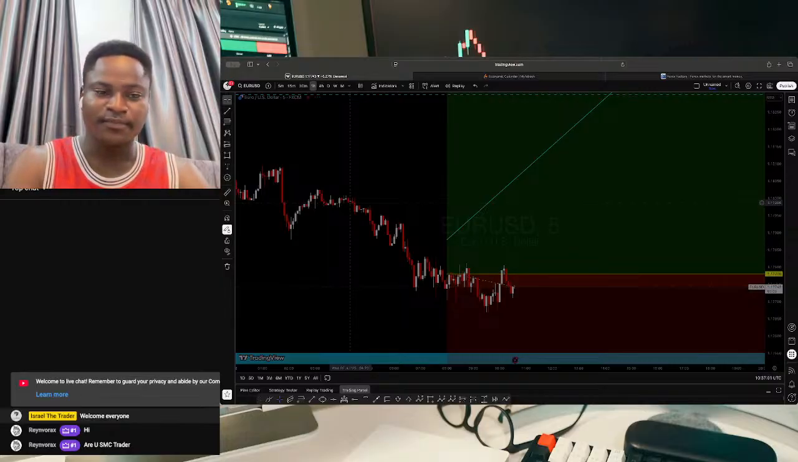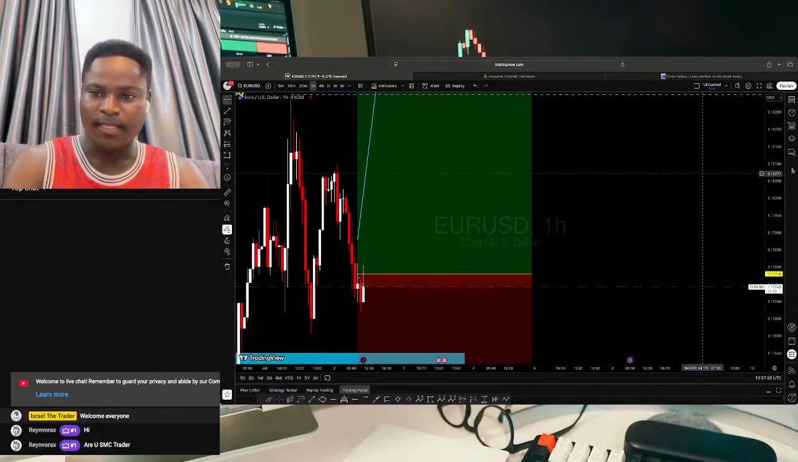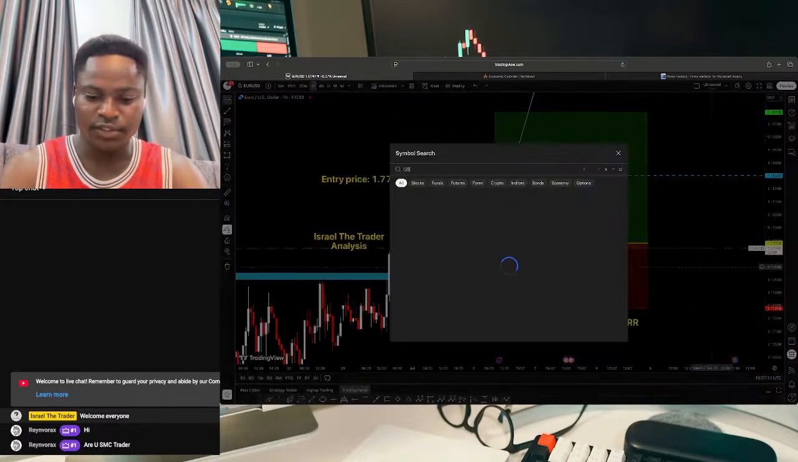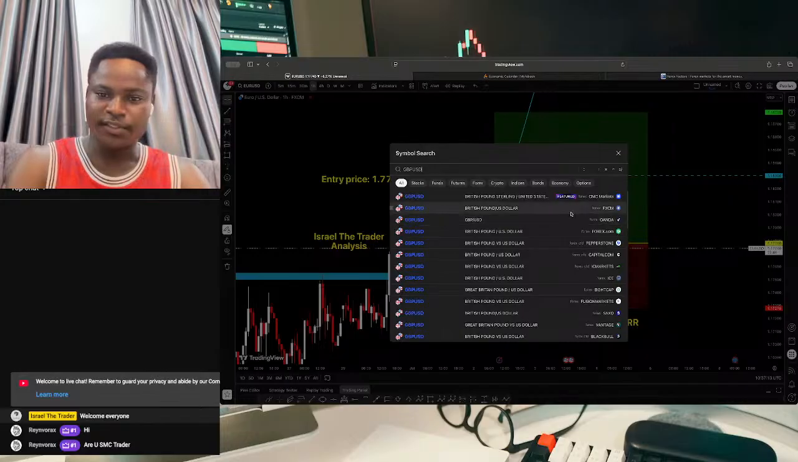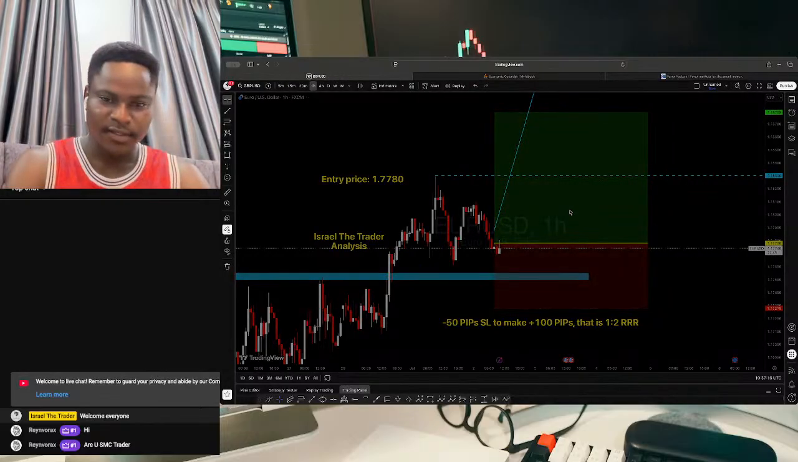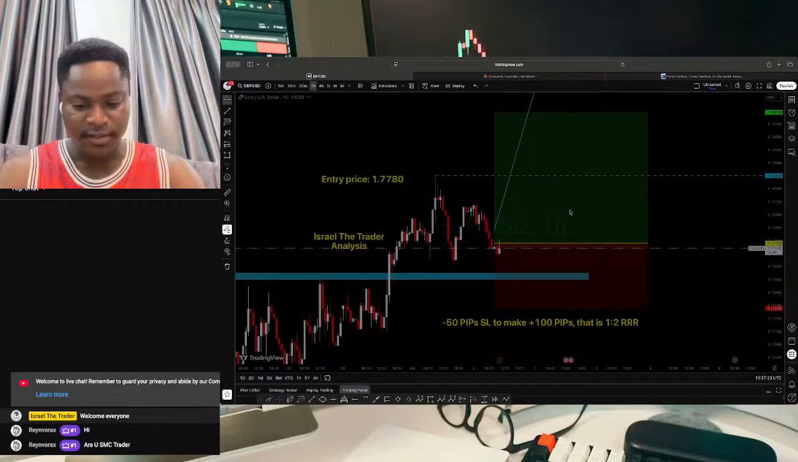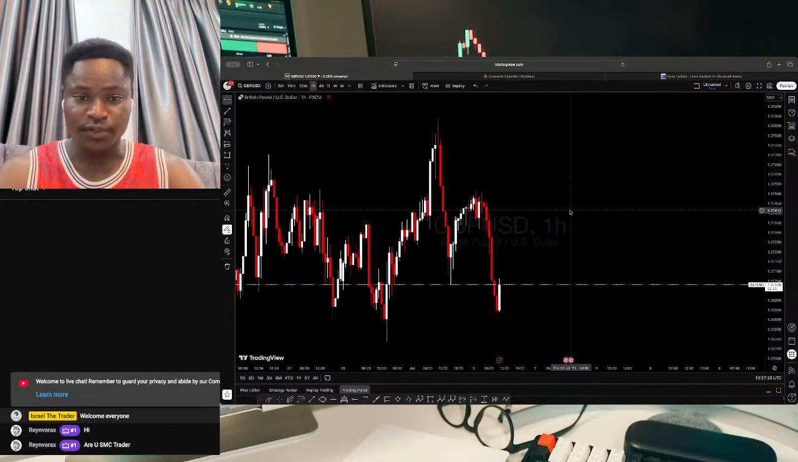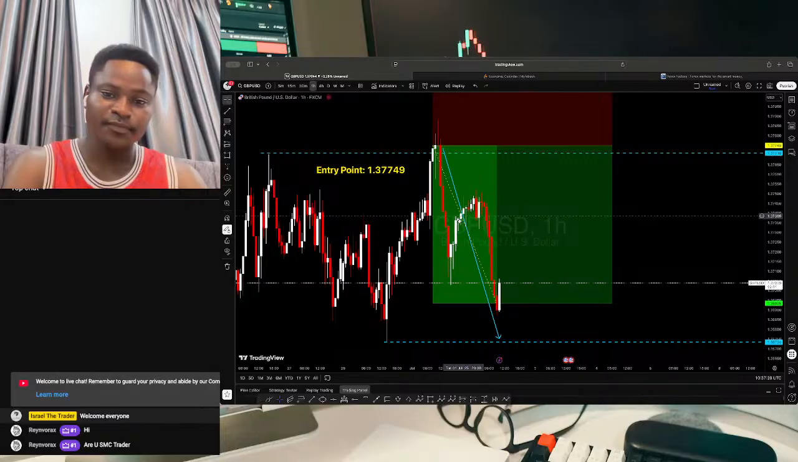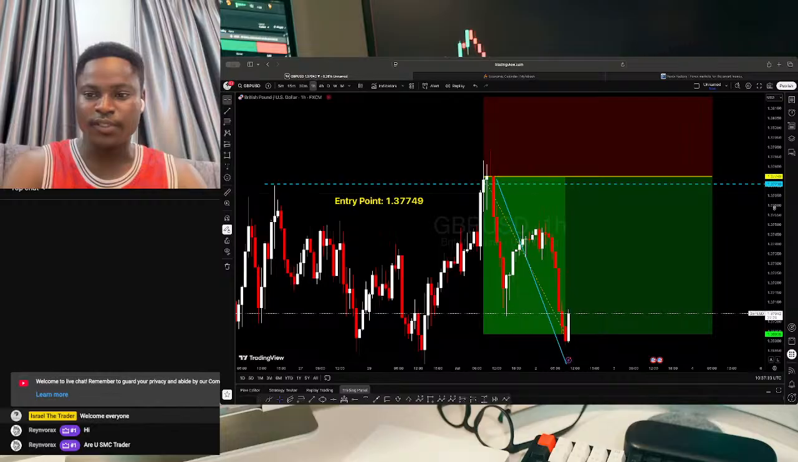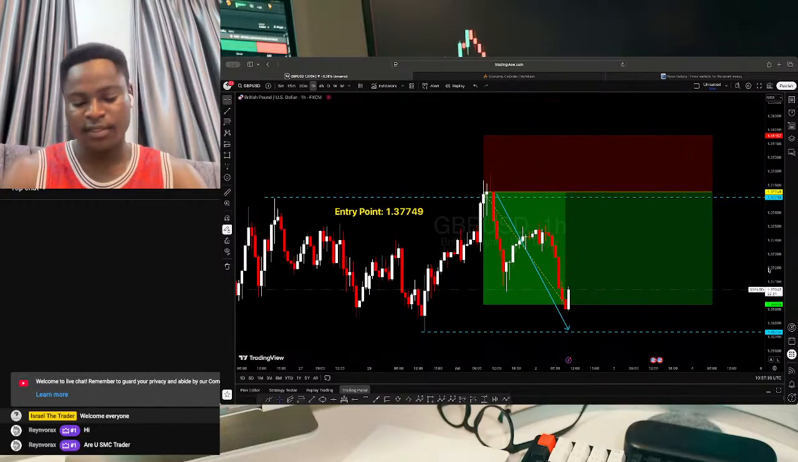Let's go down to the GBP USD trade so that we can just see what exactly is happening on the GBP USD. So this is the GBP USD trade that we took yesterday, and now it hits our final take profit.